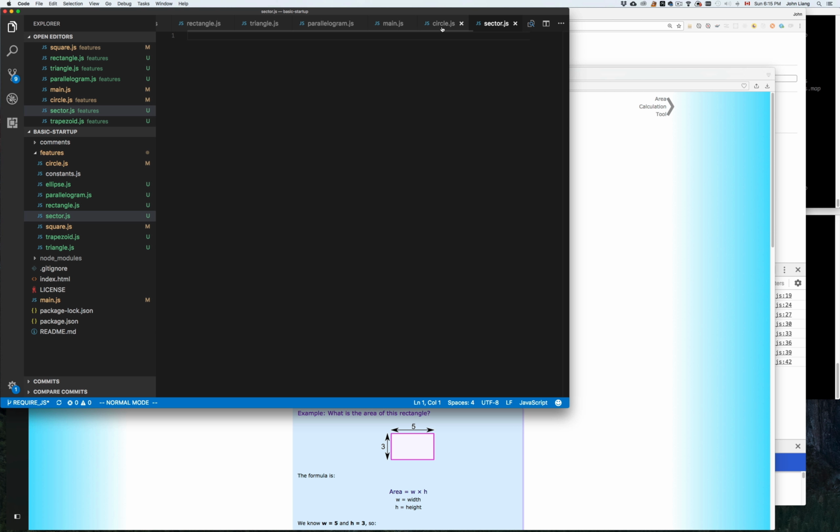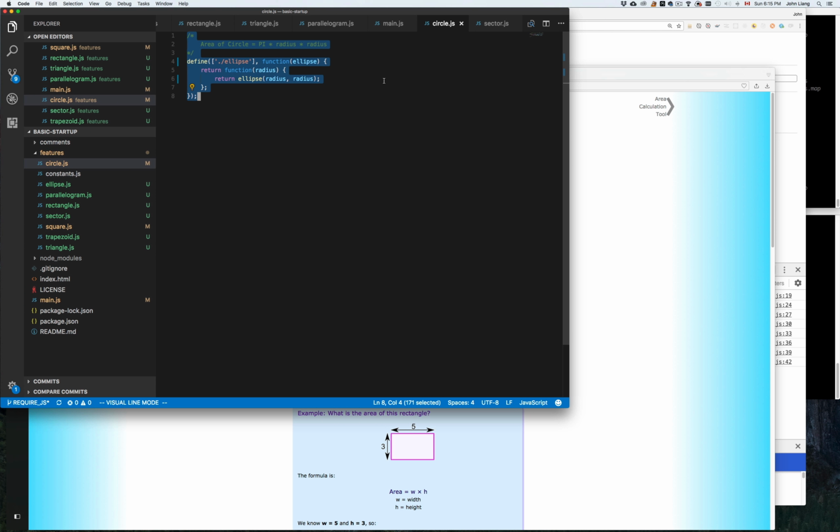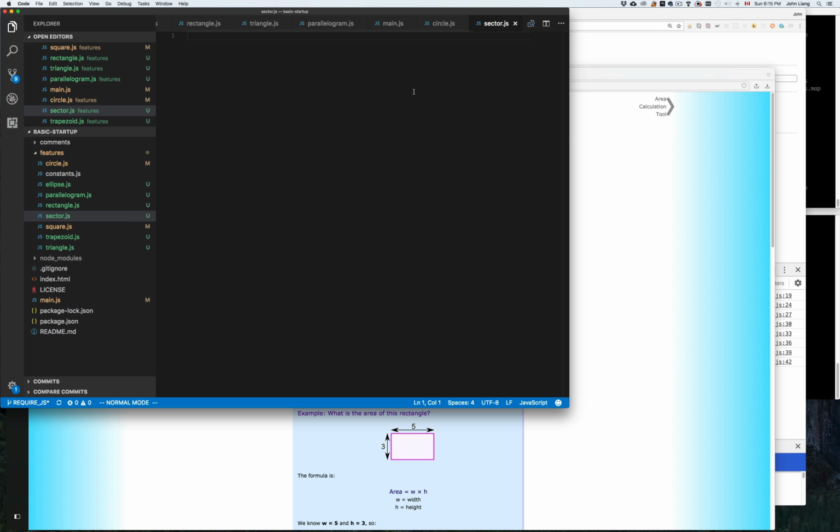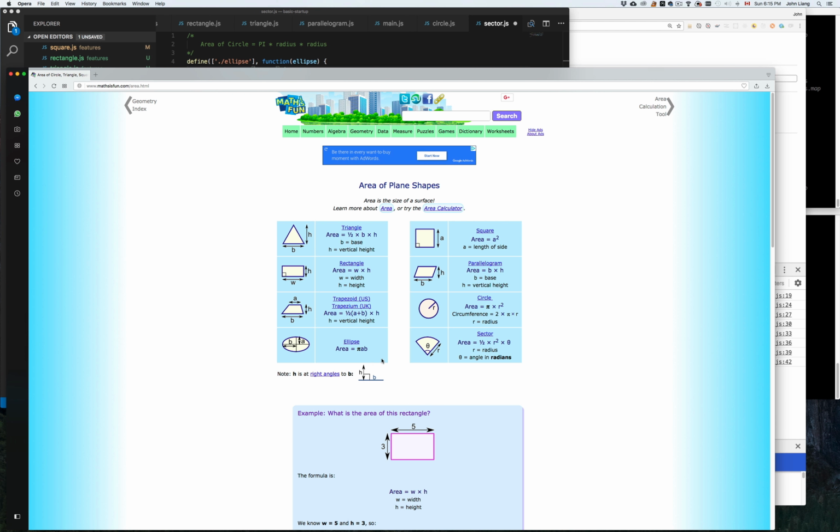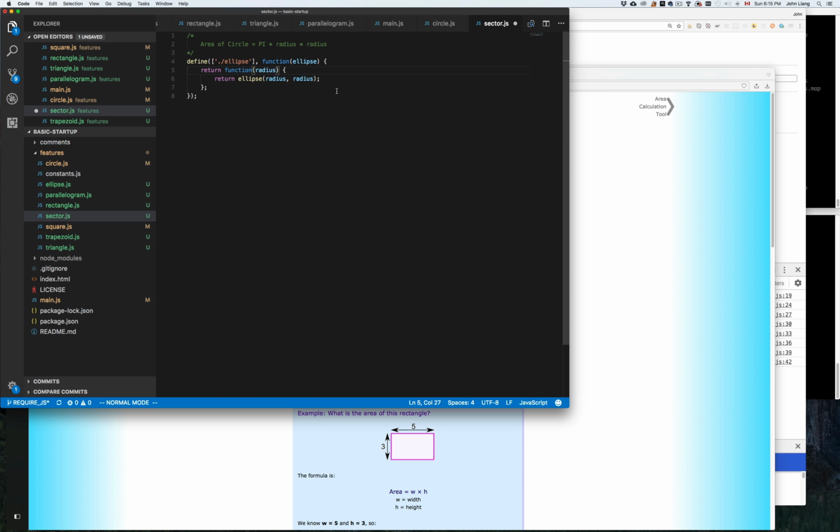So since it depends on the circle, let's take a look at this. Let's copy the circle, paste it in the sector. All right. And in this particular case, we need to provide 2 parameters, which is the radius and the angle in radian. So let's do that. Angle. Okay.